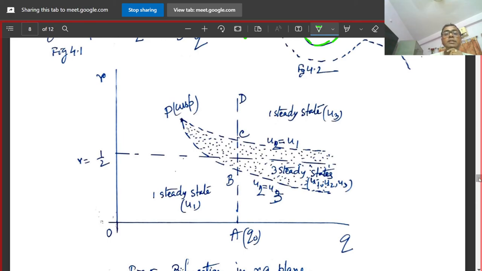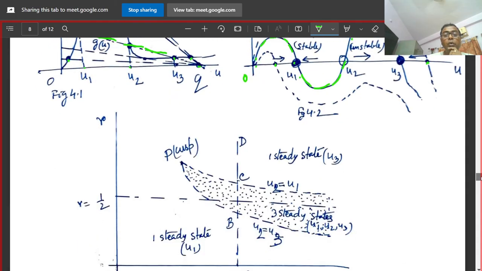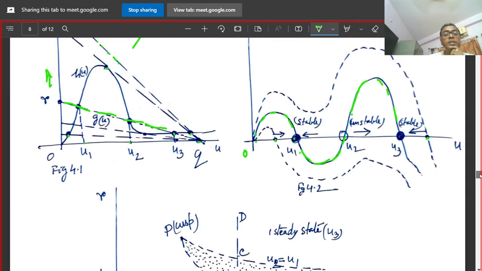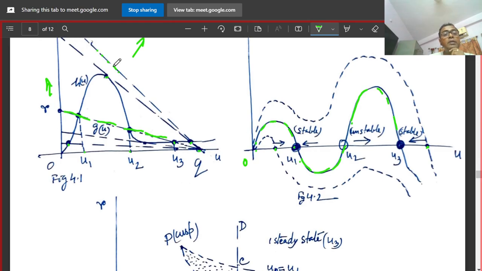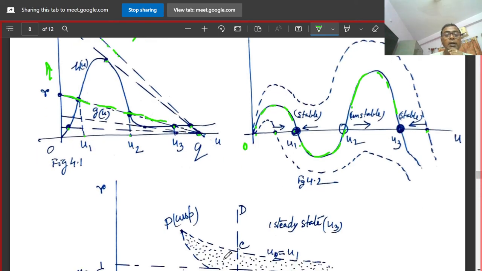You can easily see this. When a straight line is drawn along this line, we get only the steady state u3. When this straight line is moving towards the origin, we get two equilibrium points, u2 and u3. Actually, this point coincides with u1 and u2. So this curve represents u2 and u1 equal.